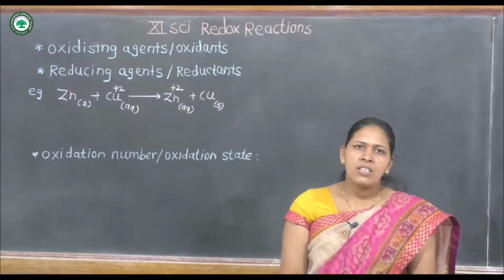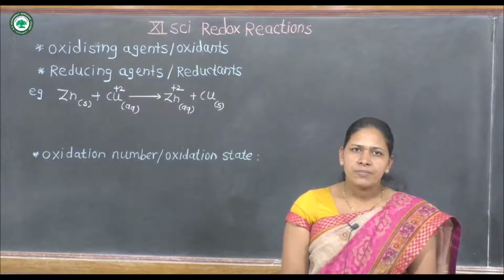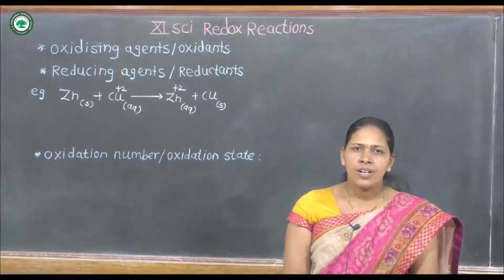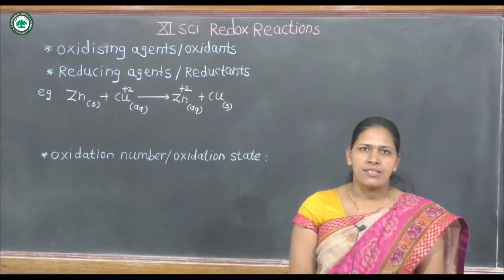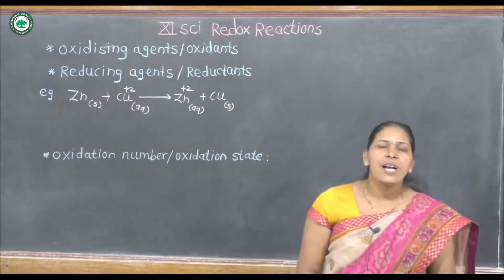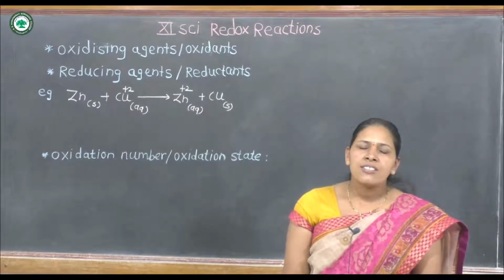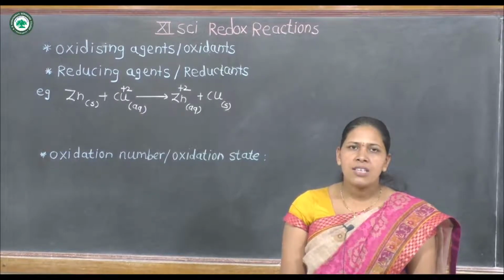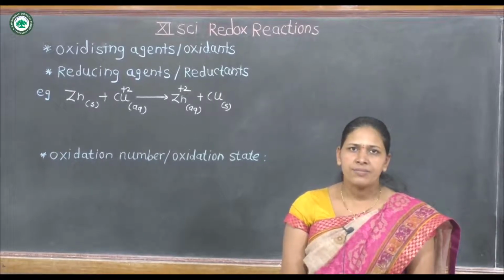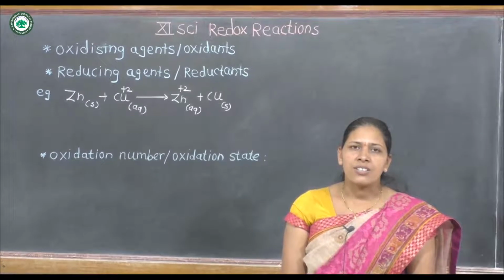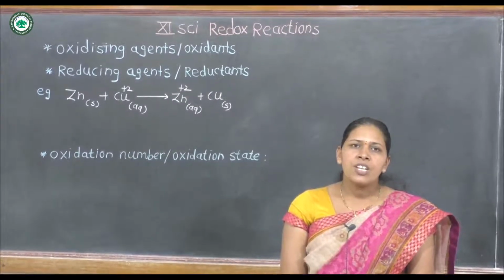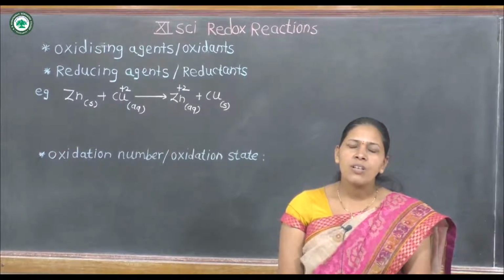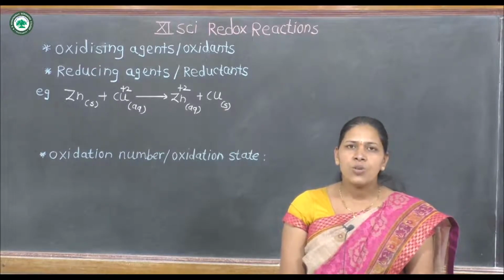Good afternoon, students. In this lecture, we are going to study what is meant by oxidizing agent or oxidant and what is meant by reducing agent or reductant. First of all, what is meant by oxidizing agent? Oxidizing agents are the substances which cause oxidation of another species and itself undergo reduction. While reducing agents are the substances which cause reduction of another species and itself undergo oxidation.